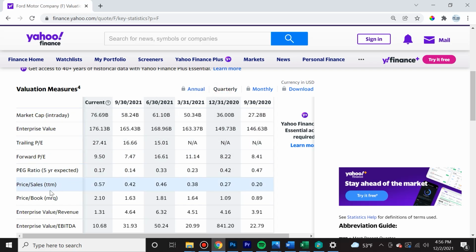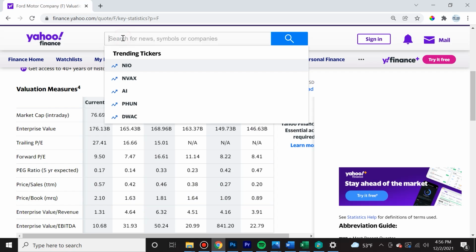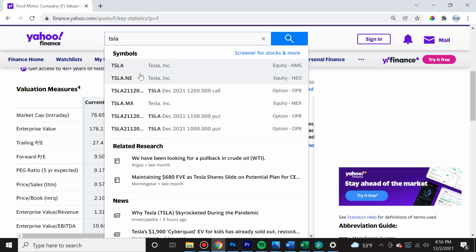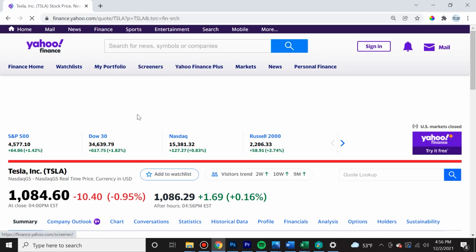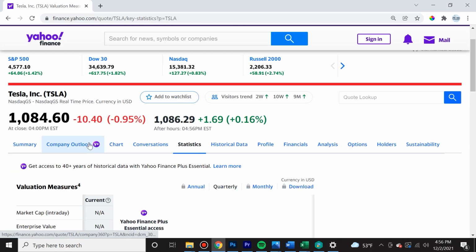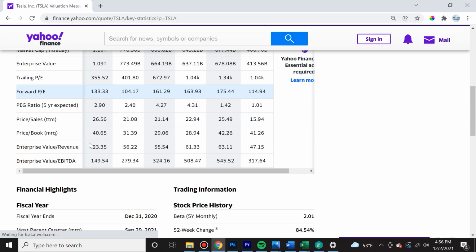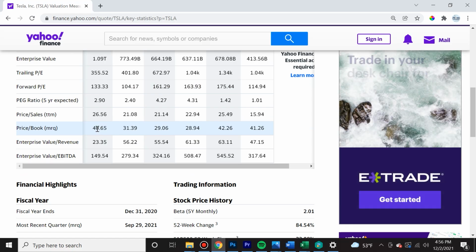So let's take a look here. Price to book ratio is 2.1. Now remember, we were saying anything around 2 and lower is pretty good price to book ratio, but let's compare it to a rival. Let's take a look at, let's say, Tesla, just for giggles. Even though Tesla's an entirely different business model, let's just see what their PB ratio is, and I'm going to guess it's high. Yeah, so it's 40.65.